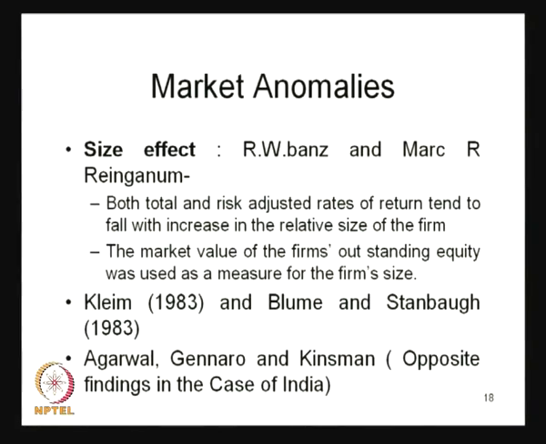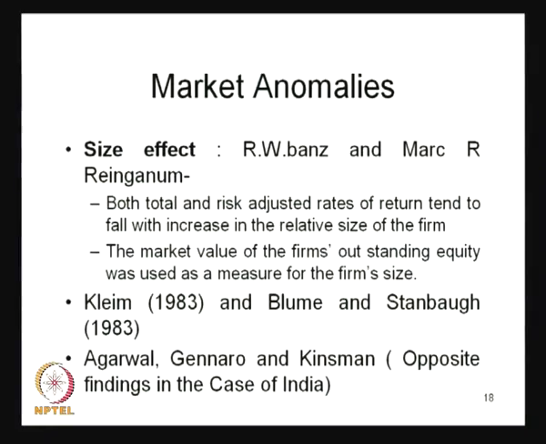In this context, there are a lot of market anomalies that other people have identified. If you go through these, you will come to know that there are other factors which play a significant role in formulating an active strategy in the market. The first factor is the size effect, identified by Banz and Reinganum. They found that both total and risk adjusted rates of return tend to fall with an increase in the relative size of the firm. The market value of the firm's outstanding equity was used as the measure of the firm's size. That means small size stocks perform better in the market, and as the size of the stock goes up, the return goes down.